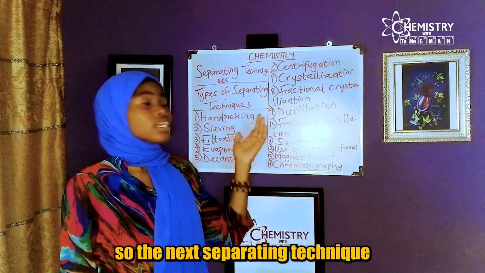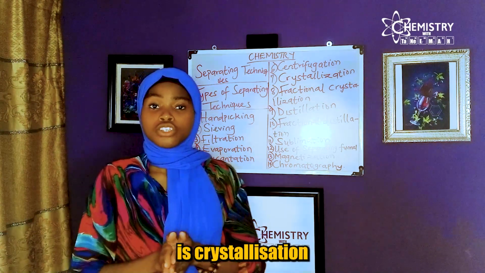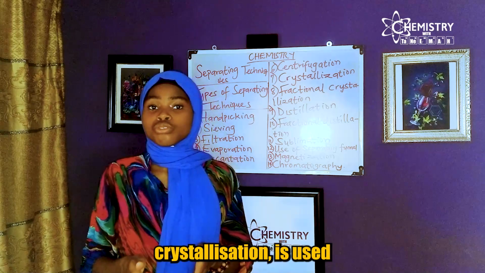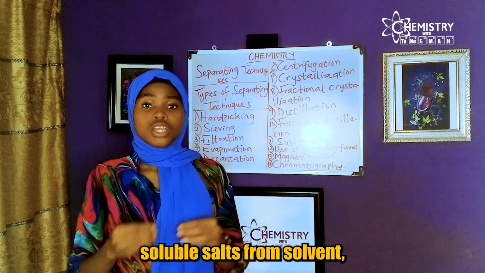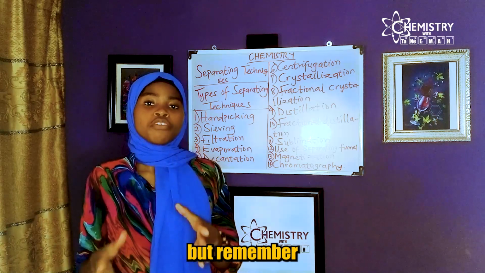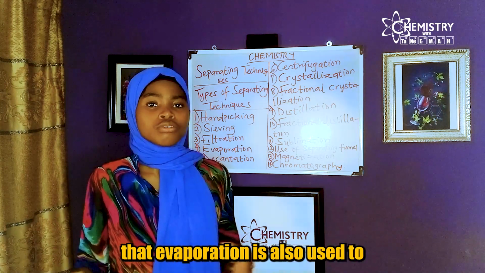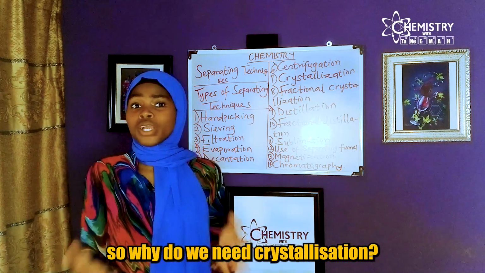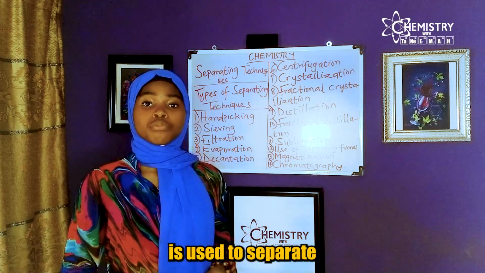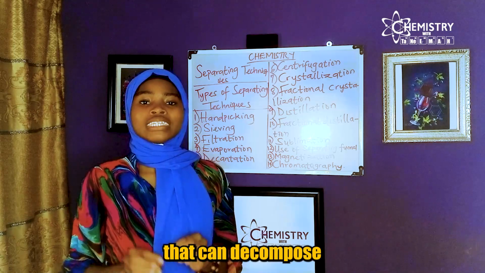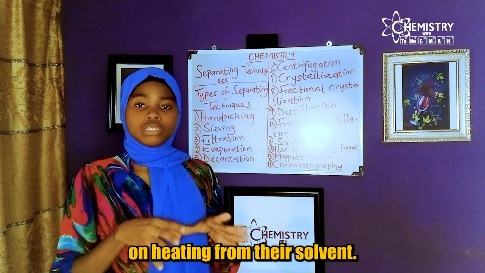So the next separating technique we have to discuss is crystallization. Crystallization is used to separate soluble salt from its solvent. But remember that evaporation is also used to separate soluble salts from its solvent. So why do we need crystallization? Well, crystallization is used to separate soluble salts that can decompose on heating from their solvent.